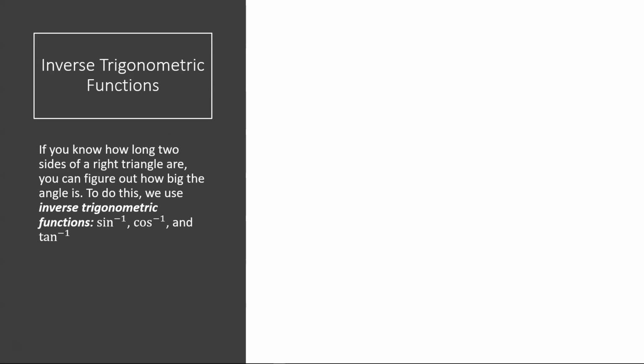We can use this cool fact about right triangles to help us figure out how big the angle is. So if we know how long two of the sides are, we're going to use what are called inverse functions. If you look at your calculator, you'll see that above the sine, cosine, and tangent keys, it will say sine with a little -1. That's called inverse sine, inverse cosine, and inverse tangent. And those three functions are telling us how big an angle is.